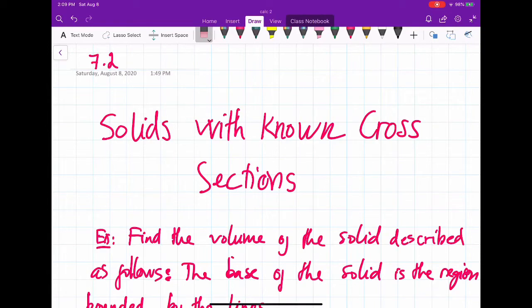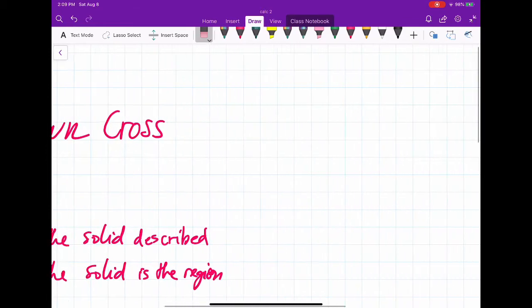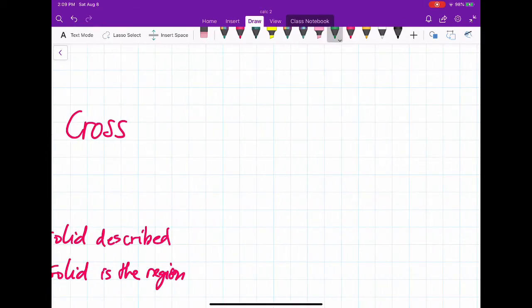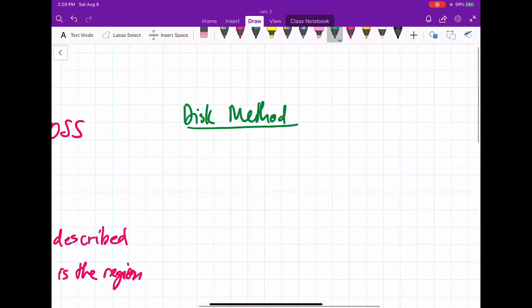Hello, in this video we study how to find volumes of solid regions with known cross sections. So what is that? Let's look at this method and even the washer method. But let's talk about this method first. You have some region, and you rotate it about the x-axis.